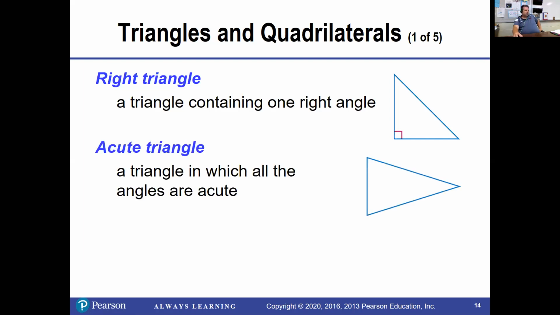You have an acute triangle, in which all the angles are acute. Now, remember what acute means. Acute means that they're all less than 90 degrees.